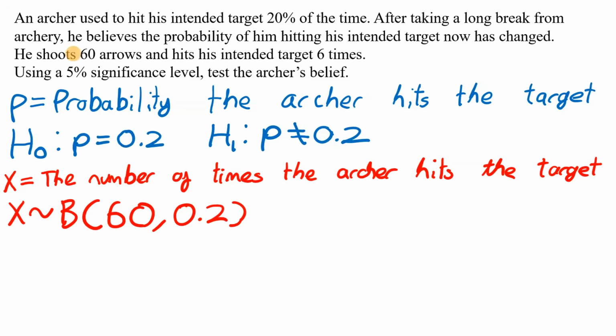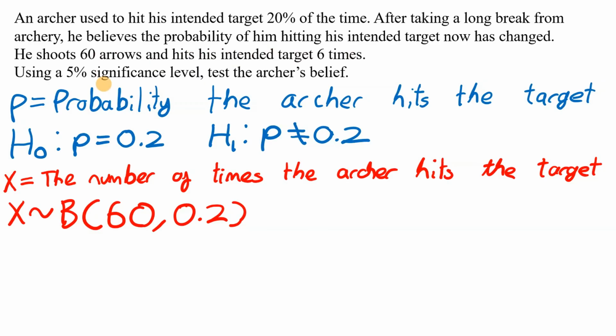Okay, so we're told he shoots 60 arrows and hits his intended target 6 times. Now, in the questions so far in this video, we've had to calculate the critical regions. For this question here, we don't actually need to calculate the critical regions. This is similar to the questions we covered in the previous video on hypothesis testing, where instead what we can do is calculate the probability he hits his intended target 6 times and compare this to the significance level. It's a bit of a nicer question, there's not as much work to do.